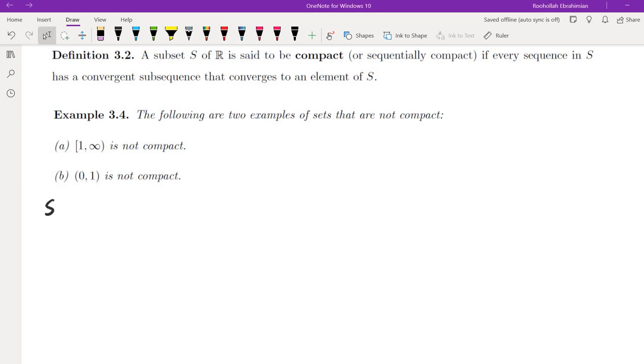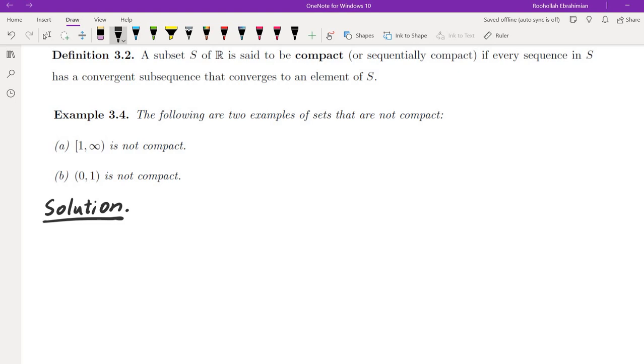Okay, so before we talk about an example of something that is compact, let's look at a couple of examples that are not compact. The following are two examples of sets that are not compact.